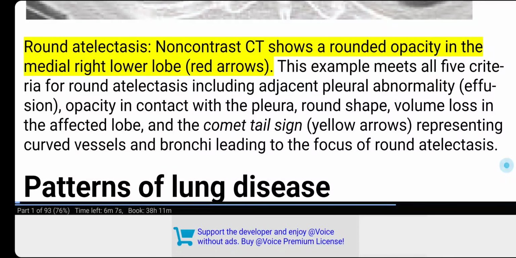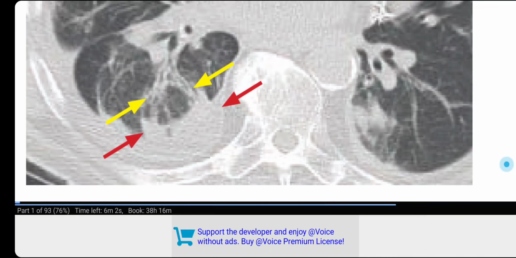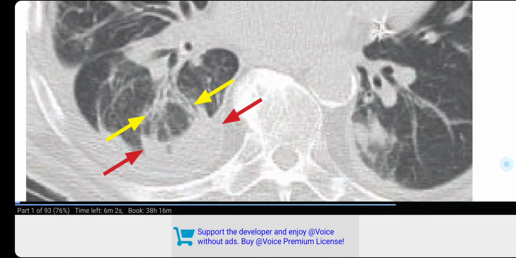Round atelectasis. Non-contrast CT shows a rounded opacity in the medial right lower lobe, red arrows. This example meets all 5 criteria for round atelectasis, including adjacent pleural abnormality, effusion, opacity in contact with the pleura, round shape, volume loss in the affected lobe, and the comet tail sign, yellow arrows, representing curved vessels and bronchi leading to the focus of round atelectasis.